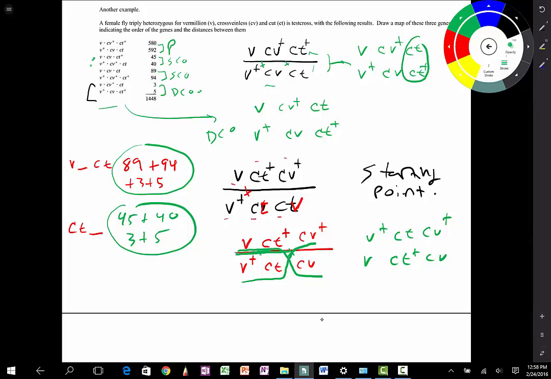89 plus 94 plus 8 divided by 1448 equals 183. That can't be right. How come? I must be missing a decimal point in there or something. 89 plus 94 plus 8, so that's 191, divided by 1448 equals 0.131. So V to CT is 13.2.